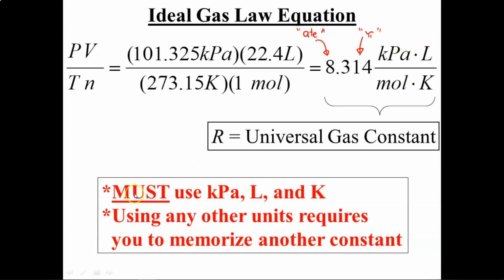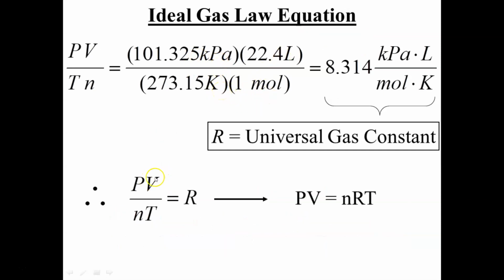Now it's important to note you must use kilopascals when measuring pressure, you must use liters when measuring volume, and you must use Kelvin when measuring temperature. If any of these units change, this value also changes. So rather than memorizing a brand new R value, a brand new universal gas constant, I'd rather just convert my units into kilopascals, liters, moles, and kelvins. Alright, so now that we have PV over nT is equal to R, I can rearrange this equation and I get PV equals nRT. This is known as the ideal gas law equation.